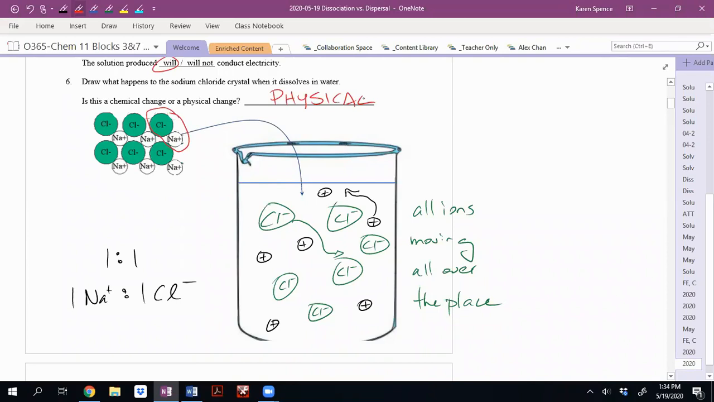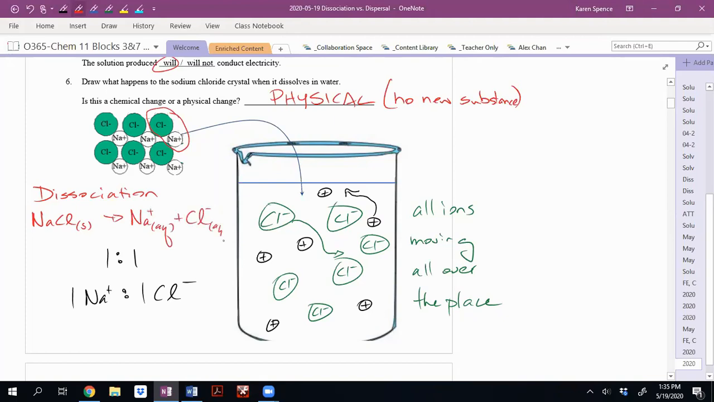Okay. So basically it means it's just reversible, Miss Spence. It's reversible and there's no new substance. Chemical changes are the opposite. Yeah. Okay, and so what kind of equation would we write for this? This starts with a D. Dissociation. Yes, very good. The dissociation equation would be NaCl, solid, goes to Na plus aqueous plus Cl minus aqueous.